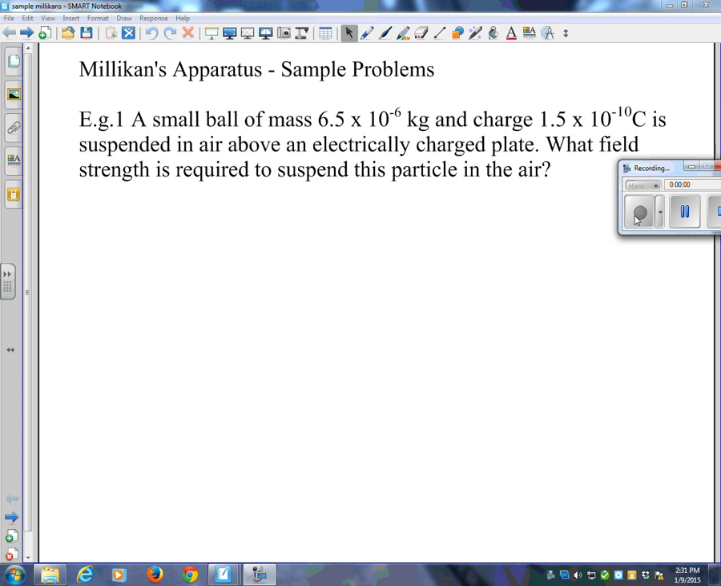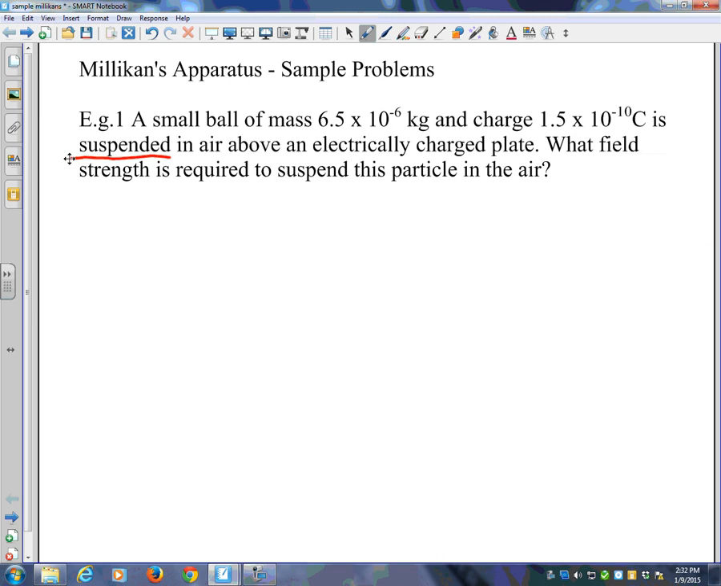Let's begin. So, I've got three example questions for you. In the first example question, a small ball of mass 6.5 times 10 to the minus 6 kilograms, and a charge of 1.5 times 10 to the minus 10 coulombs, is suspended in air above an electrically charged plate.